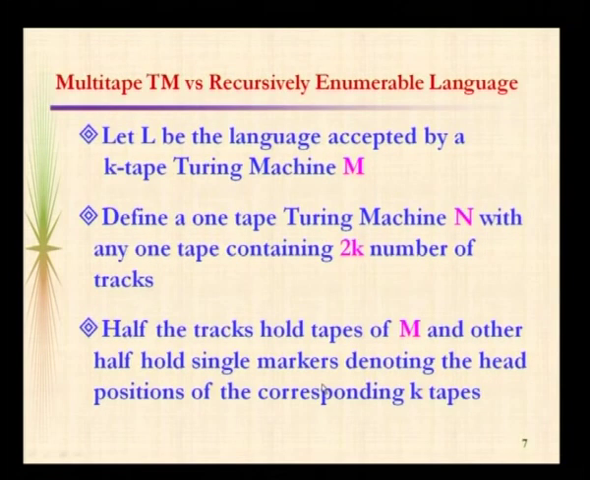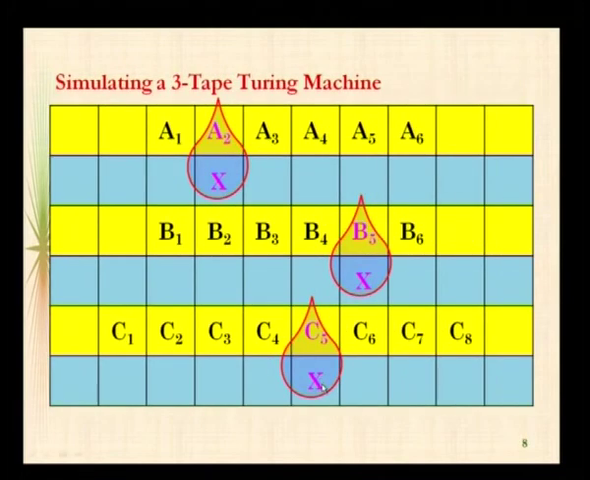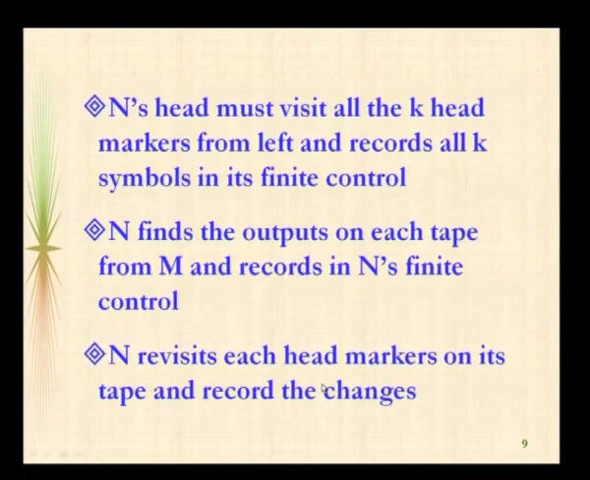So, the tracks are actually holding the input as well as the marker symbols. Now, how are we simulating the behavior, or how are we making a transition as far as this particular Turing machine is concerned? As far as the new Turing machine N is concerned, it has to start from the left and visit all the k number of head markers from left and record all k symbols in its finite control.